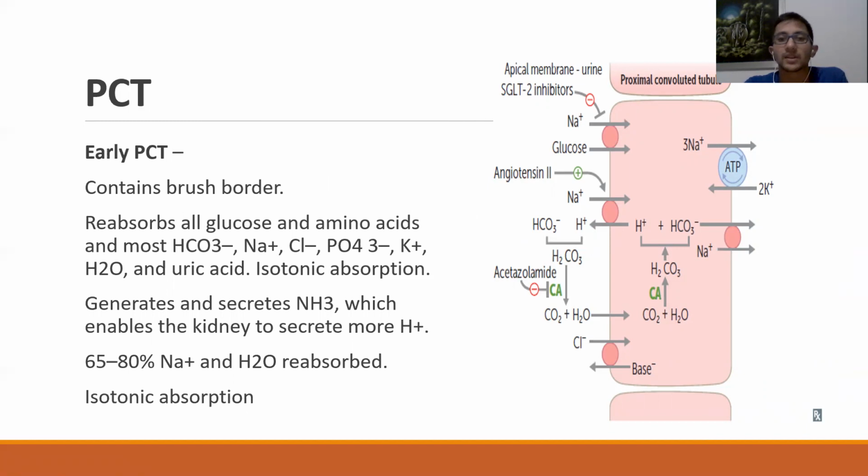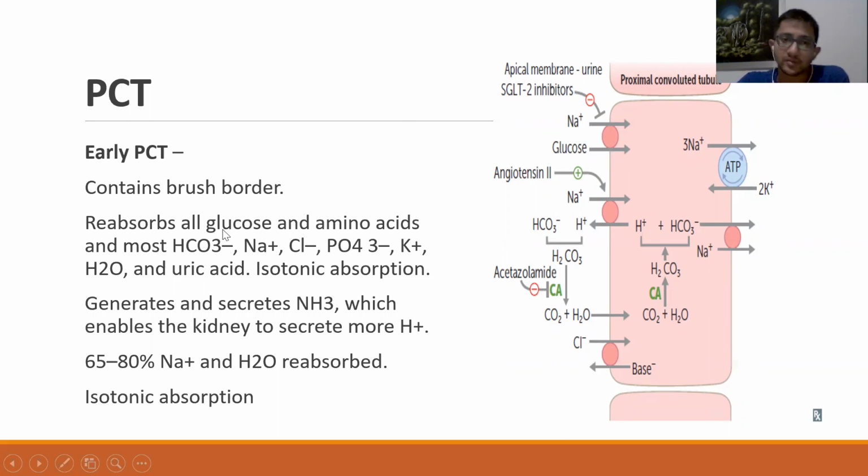So now the early part of the proximal convoluted tubule has a brush border. It's just a histological thing that you see, but it actually indicates that it has a lot of ion channels, which you can see over here. It's a lot of activity on the apical membrane on the side of the urine, and this is the side of the blood. This is a proximal convoluted tubule. It's the early part, if we're being specific.